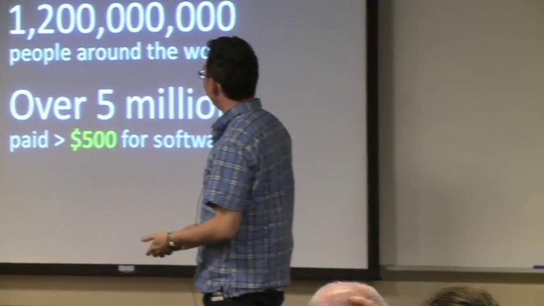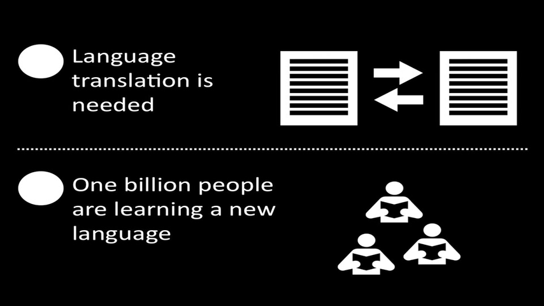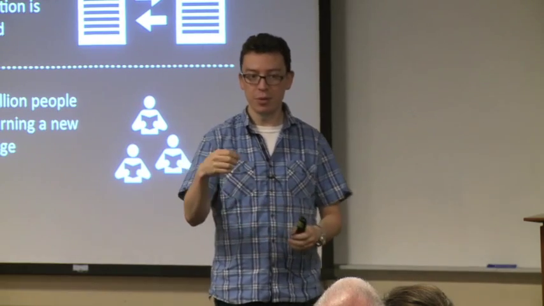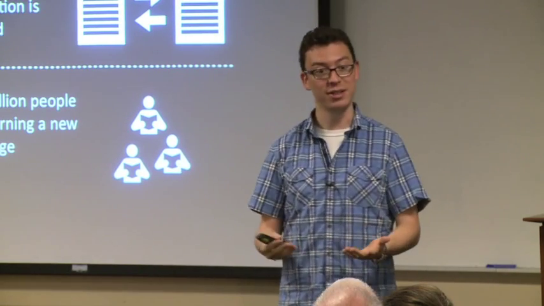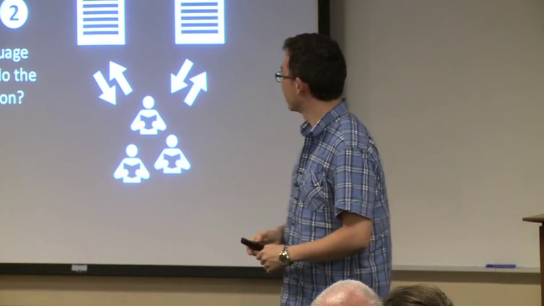So the idea with Duolingo is the following. Number one, we need a boatload of language translation. Point two, there's over 1 billion people learning a new language all over the world. Some of the exercises that people do when they're learning a new language are translating things. So the idea with Duolingo is, why can't we get these people who are learning a new language to translate it for us for free? That's the idea with Duolingo. And so that's what we've been working on.